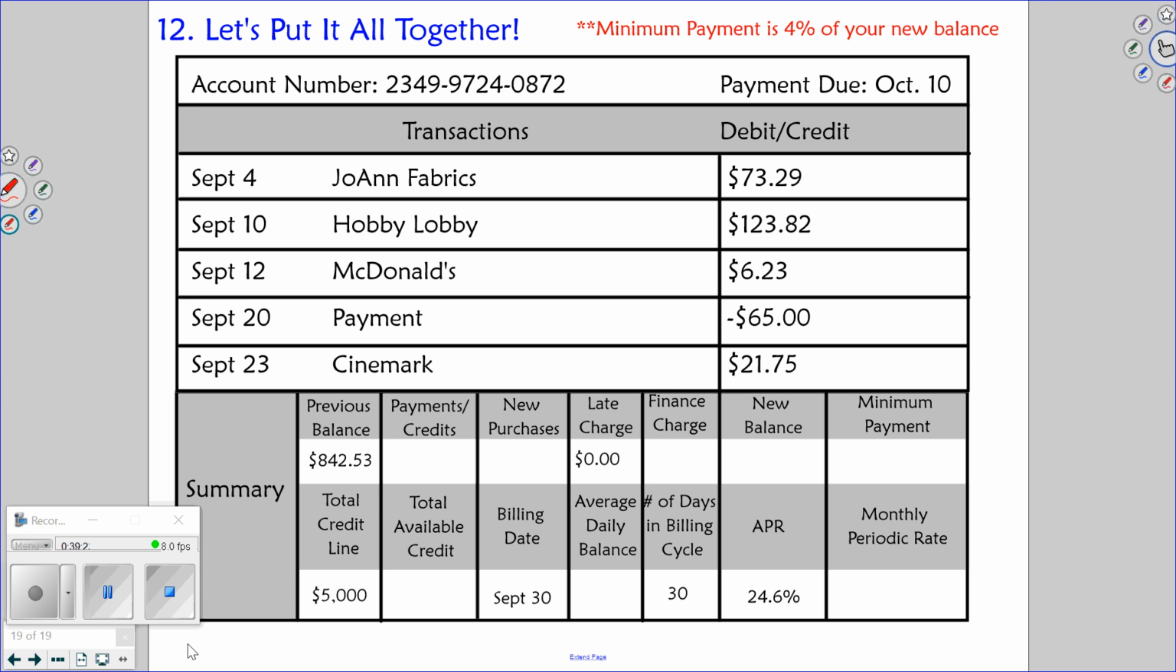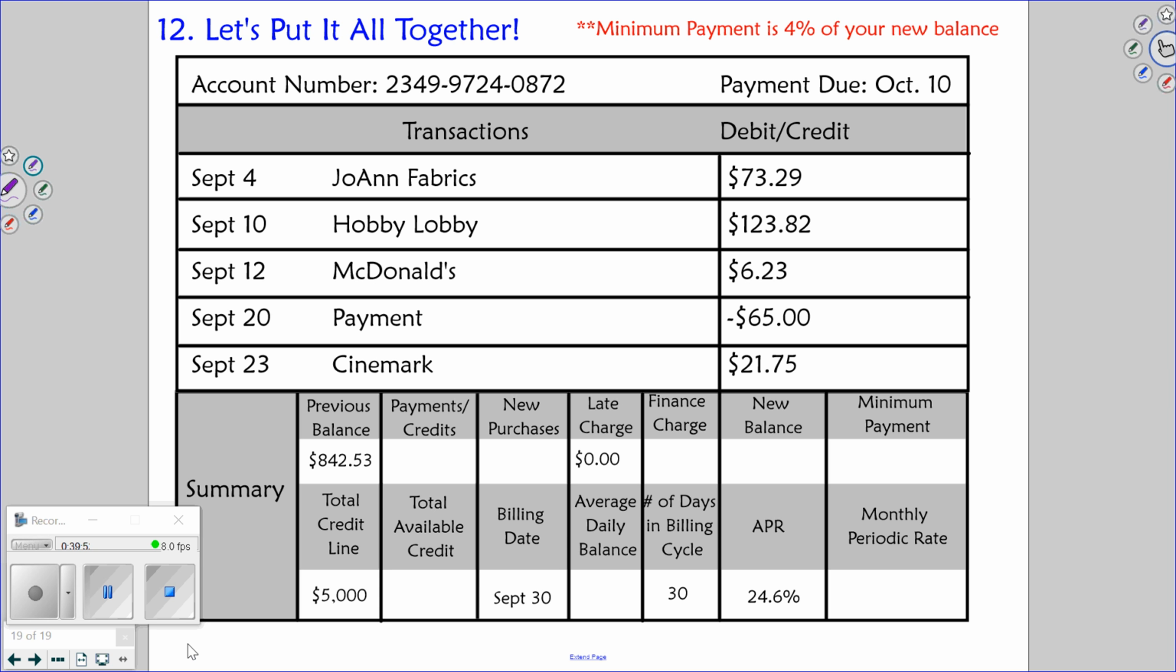So putting it all together. So we have an account number. Payment due is October 10th, and we have all kinds of things through September. Let's see, it says number of days in billing cycle. It gives us that is 30 days. Billing date is September 30th. So September 30th, 30 days. I am setting these up for you to try to keep them as simple as we can, from the first to the last day of the month. Okay, so that's how I'm going to set these up for you.